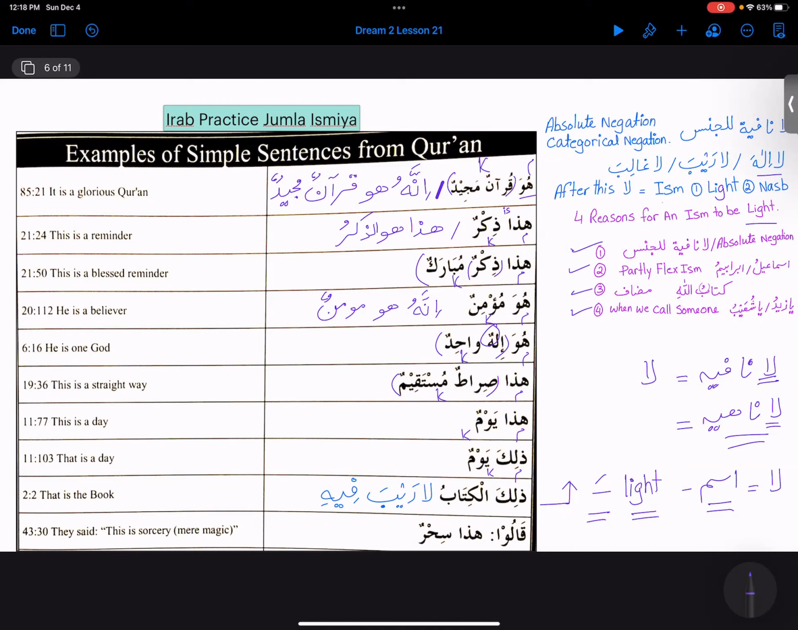So if you see any ism light, then our mind should go for only these four reasons. One is when we call someone, I cannot say Ya Zaidun or Ya Shuaibun, right? I cannot put the tanween on it. So whenever Ya comes, we need to make it light: Ya Zaidu, Ya Shuaibu. And we know that our mudaf is always supposed to be light and partly flexible. They do not take the tanween. And today we learned that La Nafiyatul Lil Jins, the ism that comes after it is always going to be light and nasab.